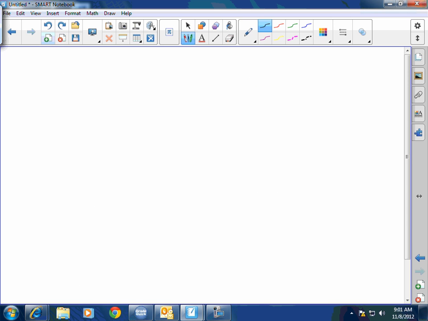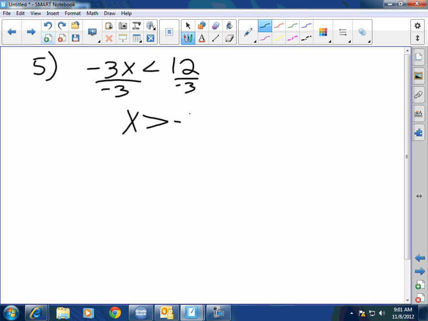You can have, for example, negative 3x is less than 12. I divided by a negative 3. X is greater than negative 4. Why? Because I divided by a negative 3. I don't care about the sign of this one. This does not affect the inequality. What affects it is what I multiplied or divided by. That's why I have been saying by, not to.